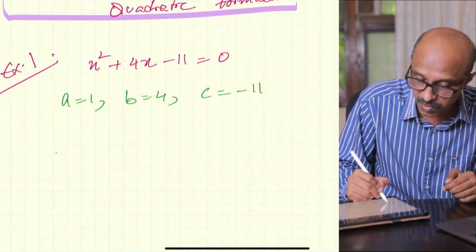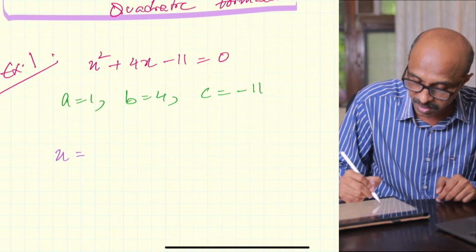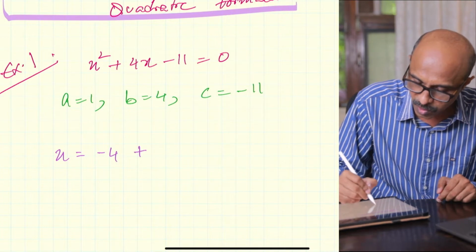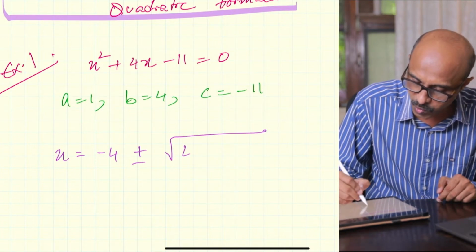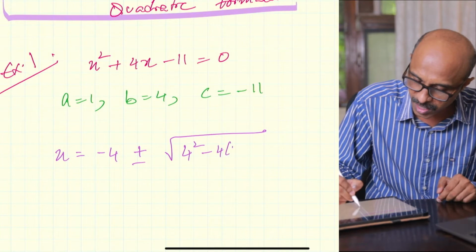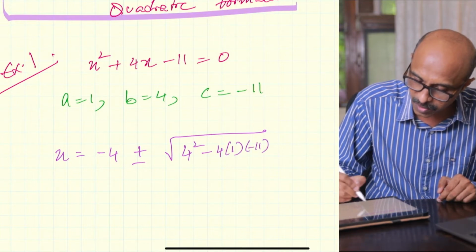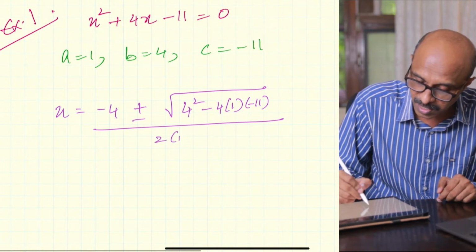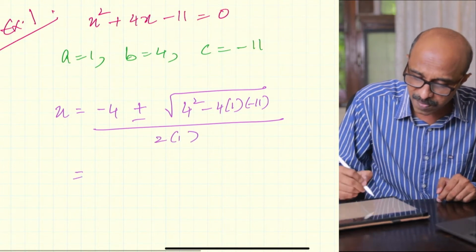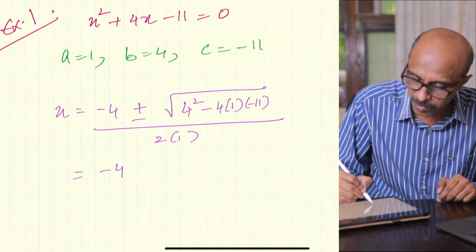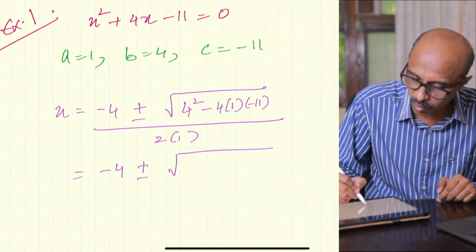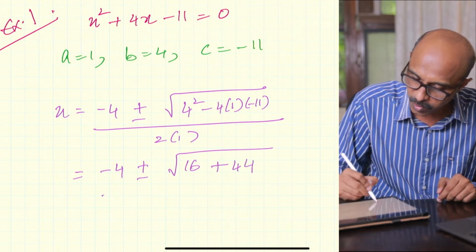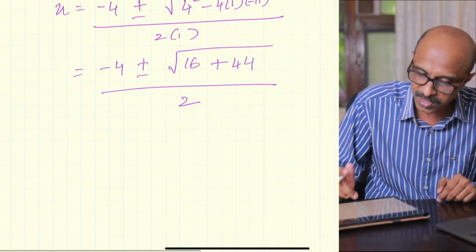If you're in the national curriculum, you have to memorize this formula, okay? x is negative b, so that's negative 4, plus or minus the square root of b squared minus 4 times 1 times negative 11. The whole thing, remember, the whole thing, not just one term, divided by 2 times a. Now we simplify that expression: negative 4 plus or minus the square root of 16 plus 44, the whole thing divided by 2. Can you see my working?